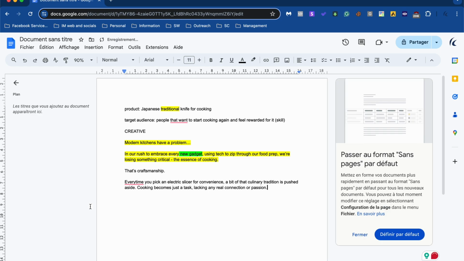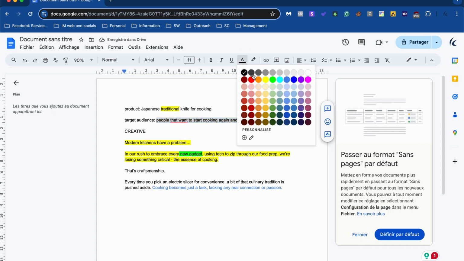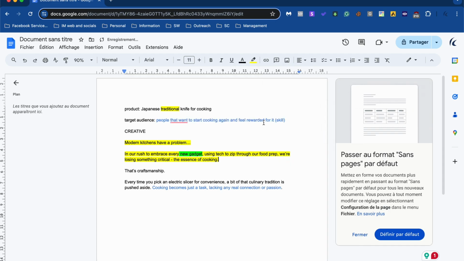And here, this is just over the shoulder, really. It's easy to do for anyone, because here we are just addressing the pain point of the audience. It's people that want to start cooking again and feel rewarded for it. And there we are tackling the issue: you won't feel any skill, any reward putting it in a cooker mix.